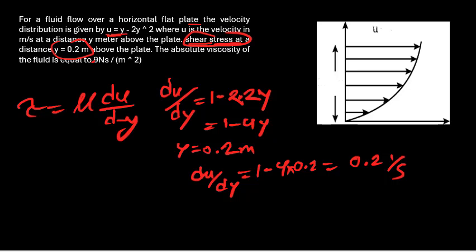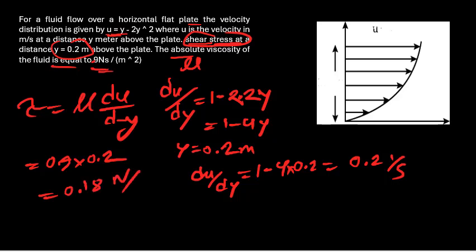Okay, and then we put the whole thing, because the absolute viscosity is given as mu, 0.9 into 0.2, and we'll get 0.18 Newton per meter square. Okay, answer.